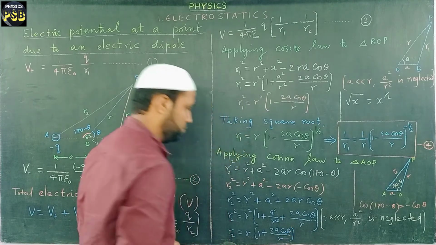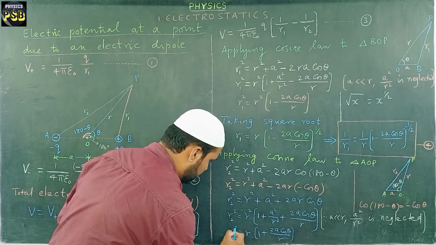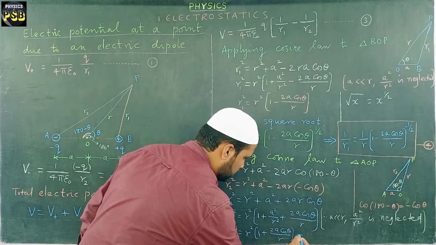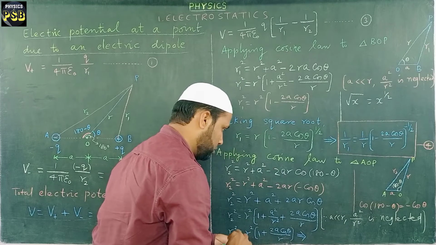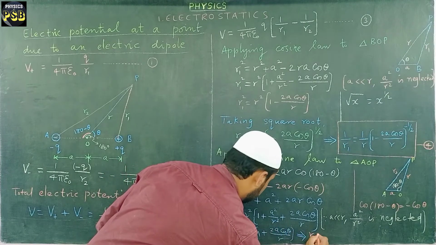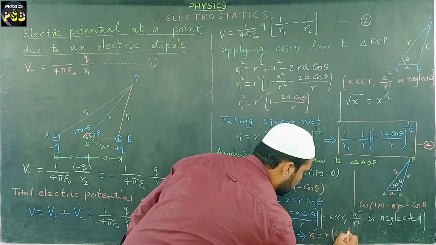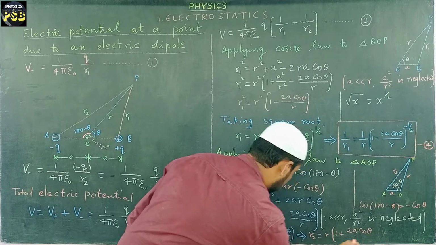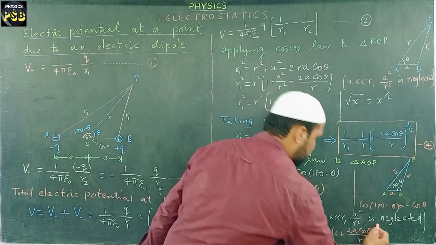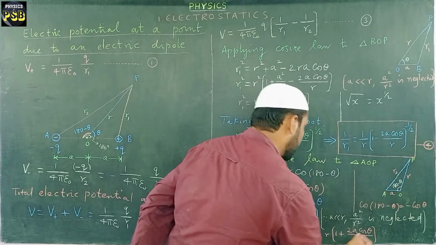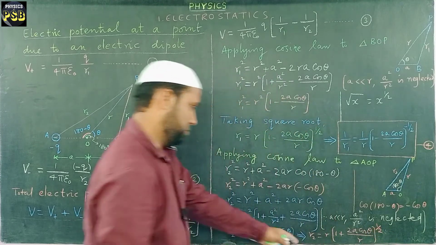This is what I have done. Let me increase one step for better understanding. Take the square root now. Take r2 equals r times 1 plus 2a cos theta upon r, power half. This is the value of r2.